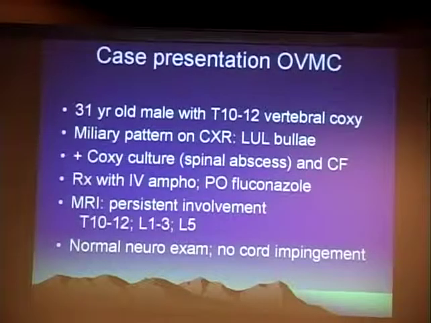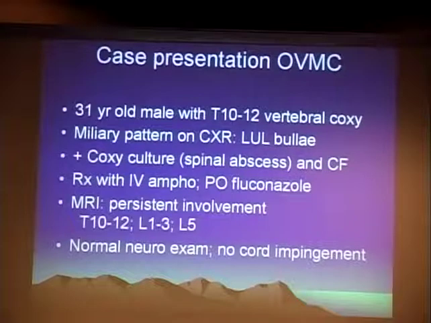Now here's a case that I actually saw at Allevue. The cases I saw at Allevue were horrible for the most part because these are people who did not get medical care early. This turned out to be a 31-year-old African-American male who turned out to have T10, T12 vertebral cocci. Miliary pattern on his chest x-ray, left upper lobe bullae, and he had positive cultures from a spinal abscess, and the CF was very high. I think it was around 1 to 64.